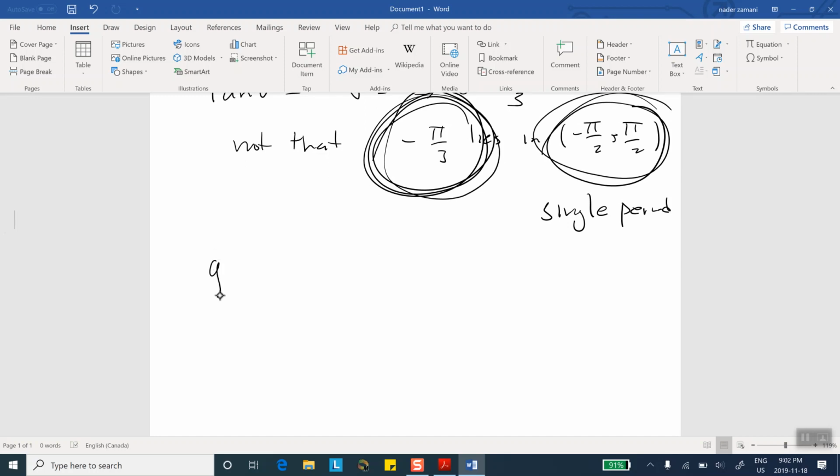So now the general solution is minus pi over 3 plus multiples of pi because we're dealing with tangent. Where k is equal to 0, plus or minus 1, plus or minus 2, etc.